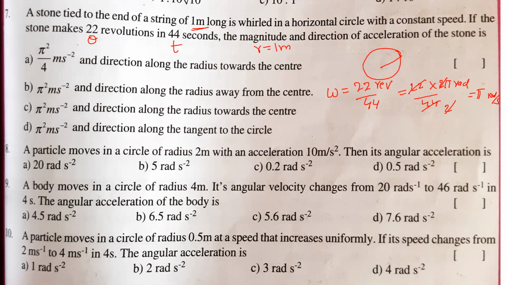So this is angular velocity, but they are asking for acceleration. How are you going to calculate it? The linear acceleration a is equal to v square by r. Children, what is the v value? It is r omega. We can also write it as r omega square. Here r is 1 meter, omega is pi radian per second, so omega square is pi square. So what will be the answer? Pi square per second square.